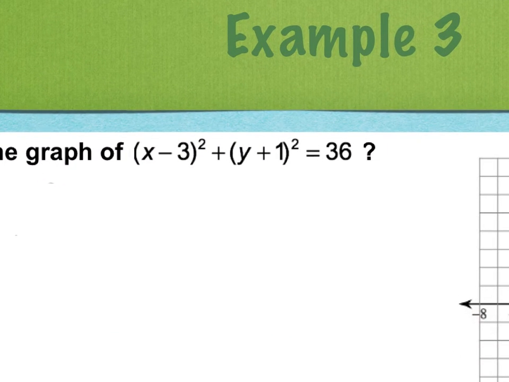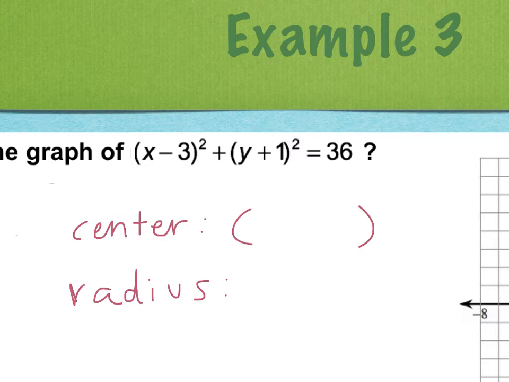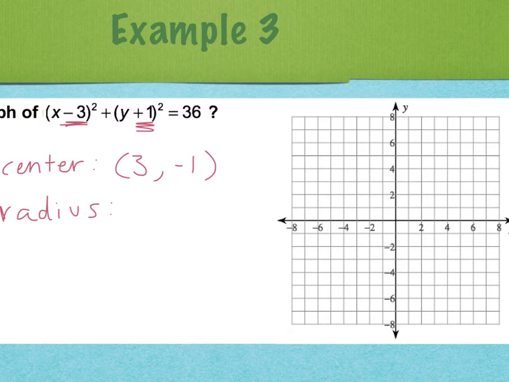Again, we have to graph it. So we need our center, which is going to be a coordinate point, and then our radius. Our radius is just going to be a number. So we get our coordinate points from here, but it's important that we flip the signs. So since we have a -3, it becomes a +3, and since we have a +1, it becomes a -1. So our center is 3, -1. So we're going to go to the right 3 and down 1.